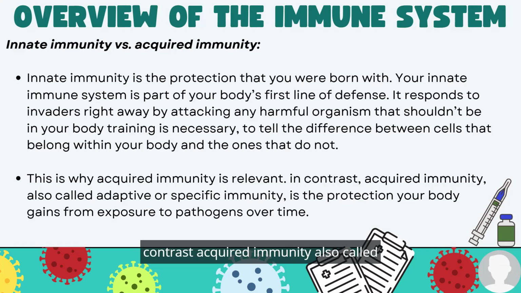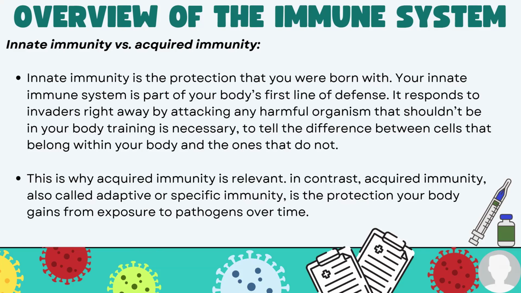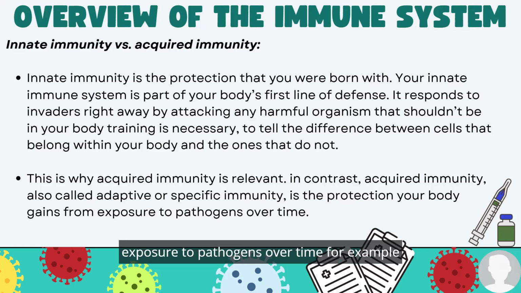This is why acquired immunity is relevant. Acquired, or specific, immunity is the protection that your body gains from exposure to pathogens over time. For example, lymphocytes are capable of remembering certain invaders, and they can tell if things belong in your body or do not belong in your body. So if an invader tries getting into your body again, the lymphocytes would start working with other cells to eliminate the invasive pathogen.